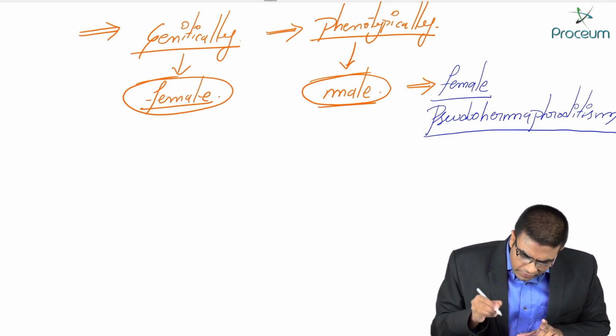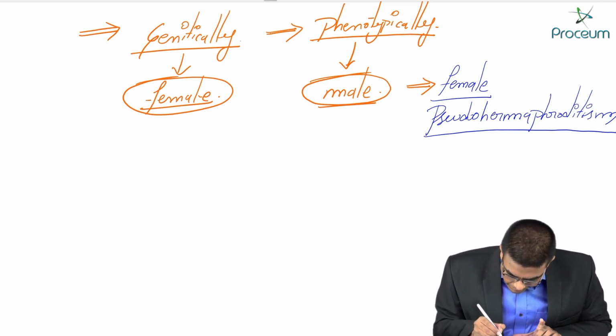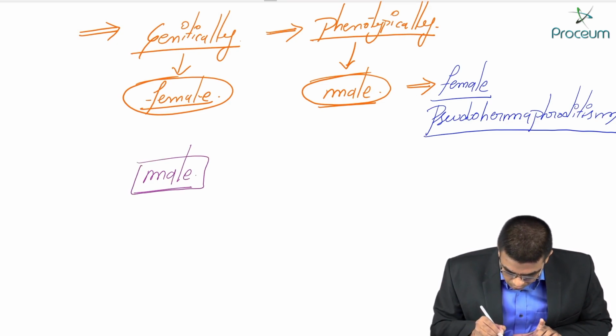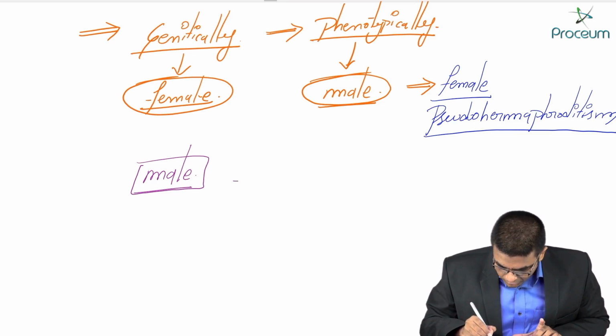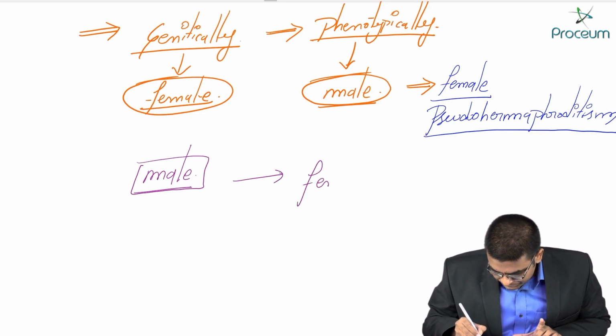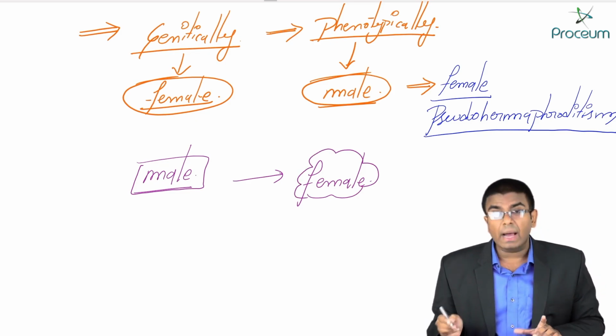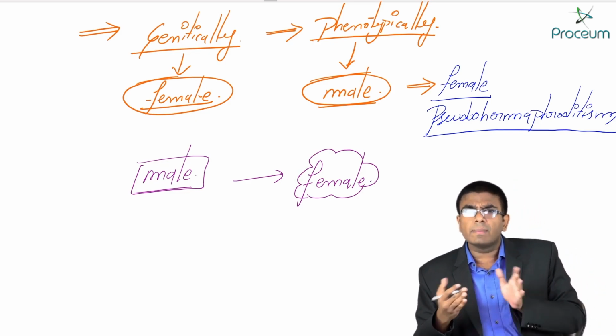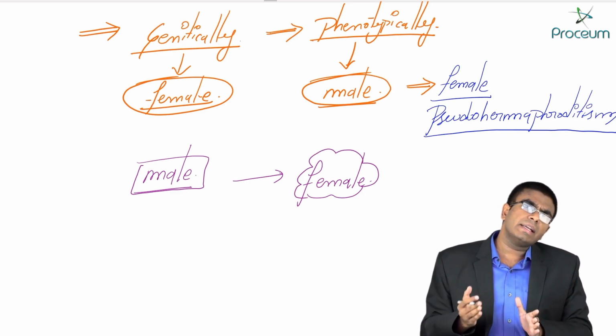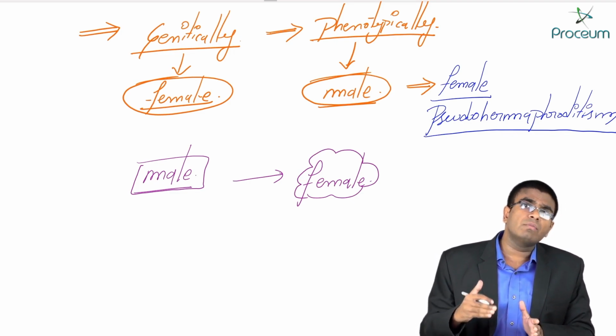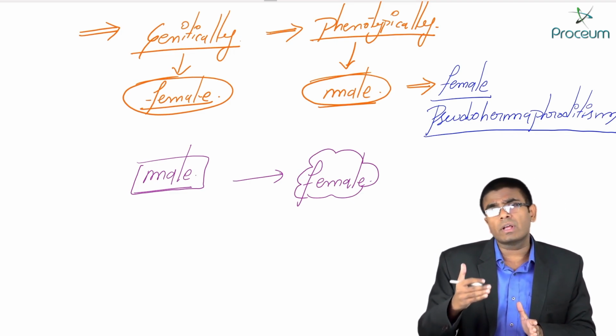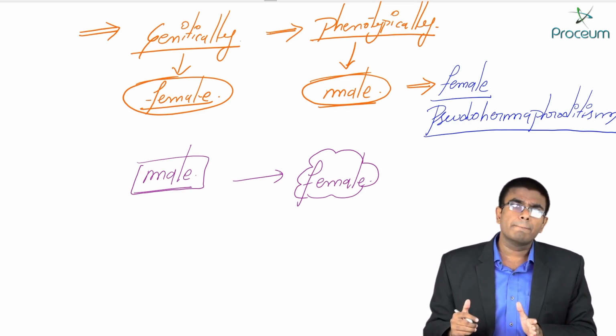Let's take one more example. Genetically a male, okay, genetically a male has a Y chromosome, now phenotypically looking like a female. Can you guys tell me any such example? A male looking like a female means the external genitalia in this male look like a vulva, labia majora, labia minora, clitoris, vestibule, everything is there.